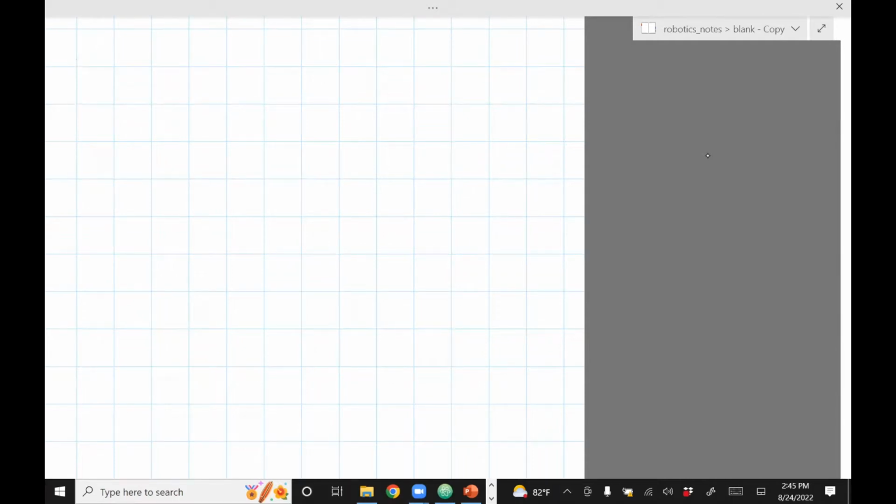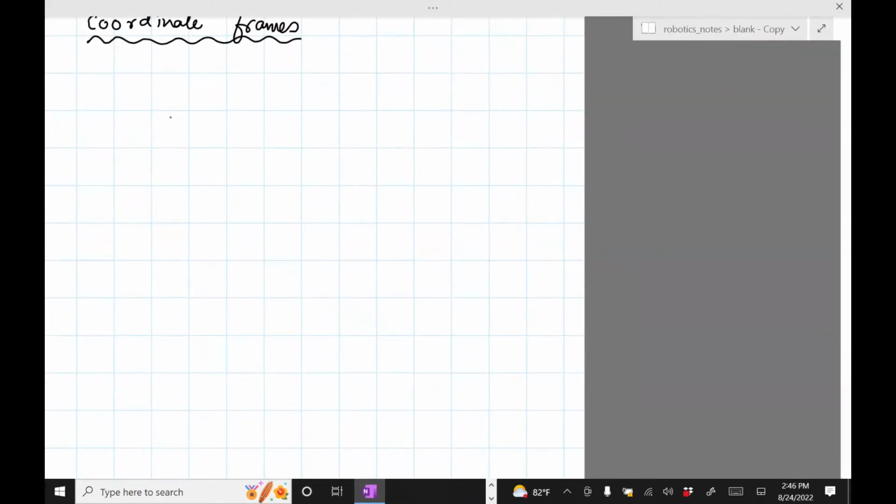Before that, we can talk about manipulators. We need to basically understand coordinate frames. How do you represent links when they're rotated and translated? So that's what we'll do first. Okay, let's talk about translation first.